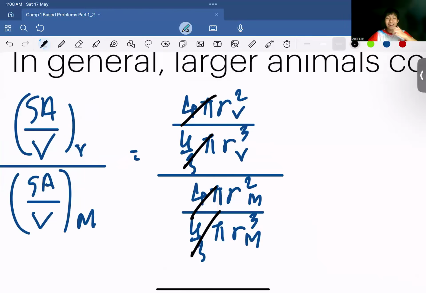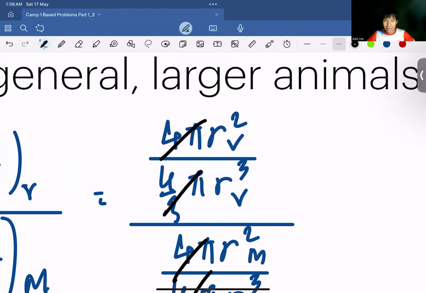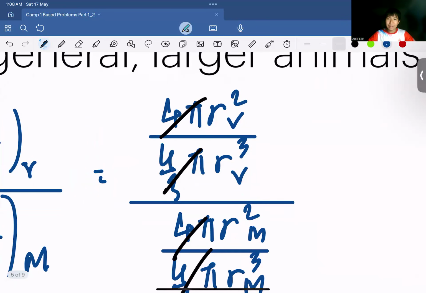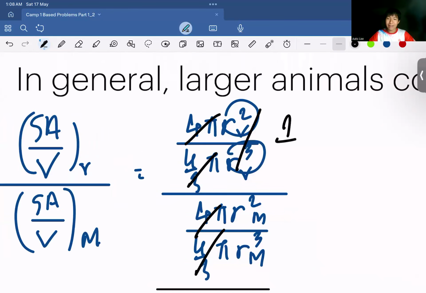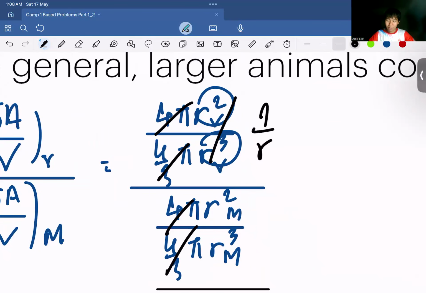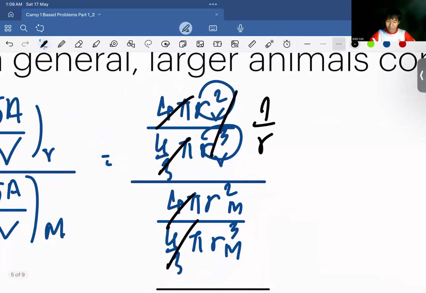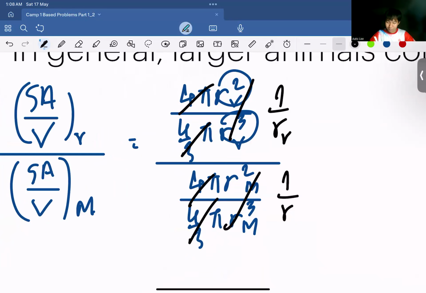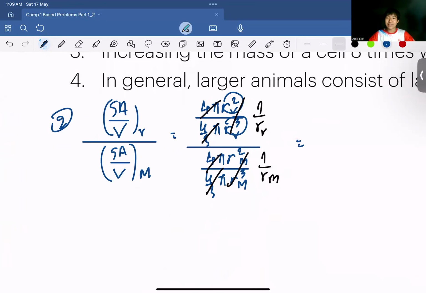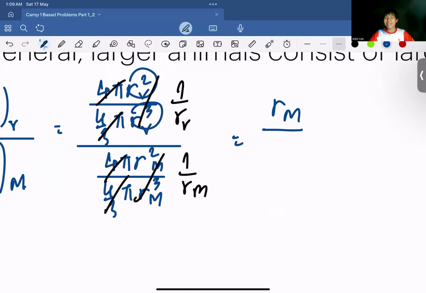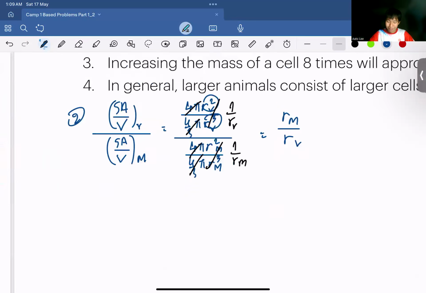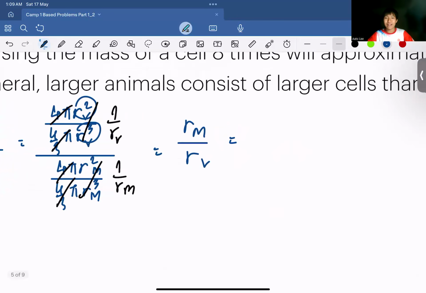You can see that on top for Valonia here, we see that this is to the power of 2, this is to the power of 2, and this is to the power of 3. What we get from this is something like this: 1 over r of Valonia, and for this it's 1 over r of Mycoplasma. Since we're doing a switcheroo here, most of you probably get what I'm doing. This is more of a math thing. Now we get something like this, Rm over R.